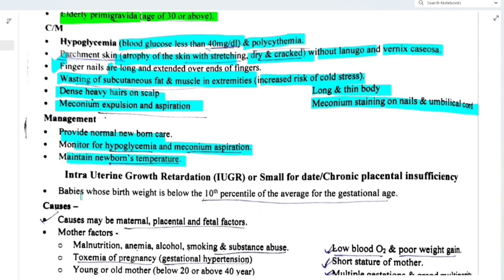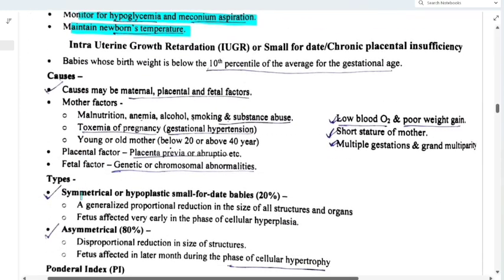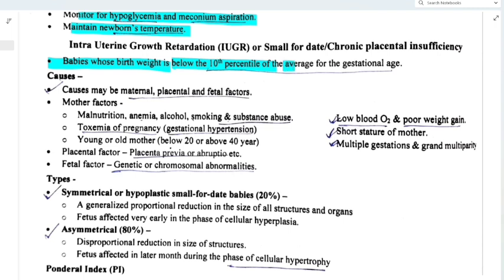Now coming to intrauterine growth retardation, or small for dates, or chronic placental insufficiency. See, babies whose birth weight is below the 10th percentile of the average for the gestational age. What are the causes? Causes may be maternal, placental and fetal factors. So let's see one by one what the mother's factors will be first.